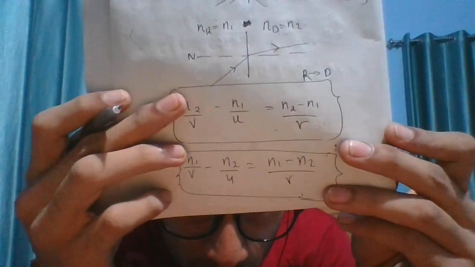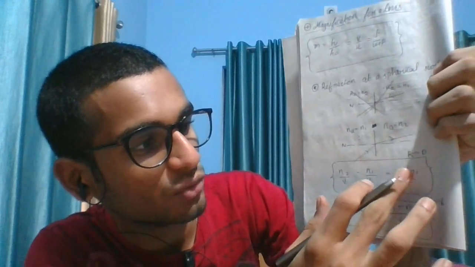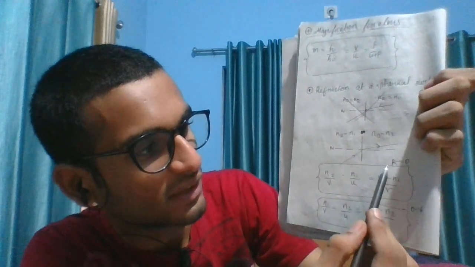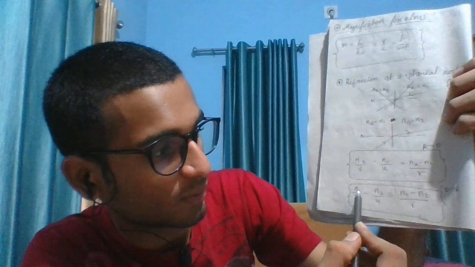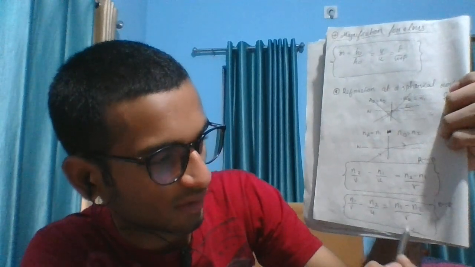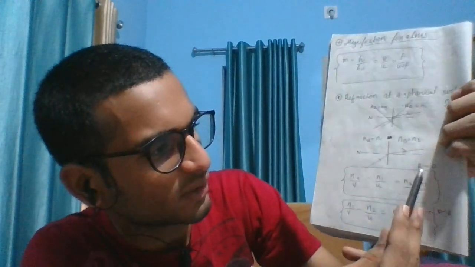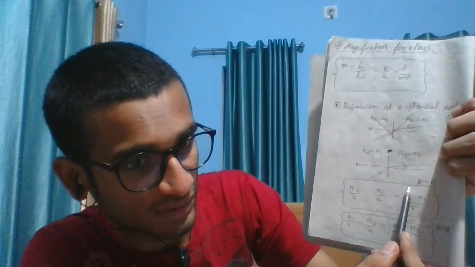Here's a quick plug. There's an equation in this chapter called refraction at a spherical surface: n2/v minus n1/u equals (n2 minus n1)/R. This equation is used when light travels from a rarer to a denser medium. For denser to rarer medium, we have n1/v minus n2/u equals (n1 minus n2)/R. What's the difference? When it's rarer to denser, the first medium has a lower refractive index than the denser medium.